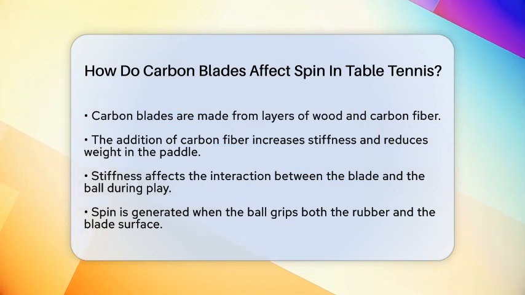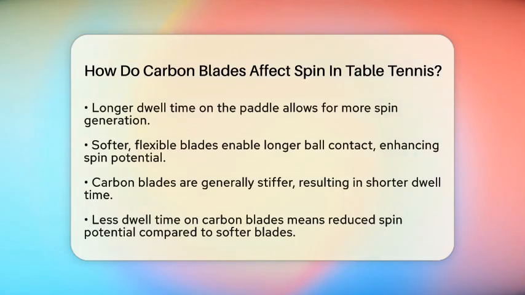Spin is created when the ball grips the rubber and the blade surface during contact. The longer the ball stays on the paddle, known as dwell time, the more spin you can generate. Blades that are softer and more flexible allow the ball to stay on the paddle longer, making it easier to create spin. In contrast, carbon blades are stiffer.